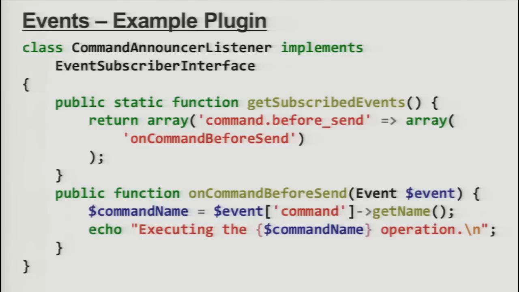The onCommandBeforeSend method receives an event object, which can contain the event name and contextual information about the event. Like this is going to contain a command object, and you can just call event command get name. We're going to show that same example, but we're going to actually echo out the name of each operation being executed before we do it. And we'll do a little sleep to better show that.